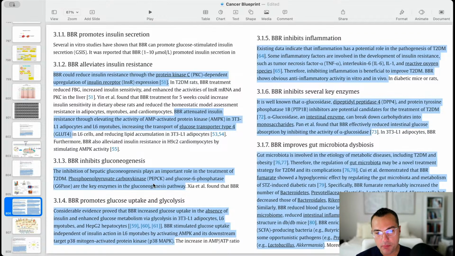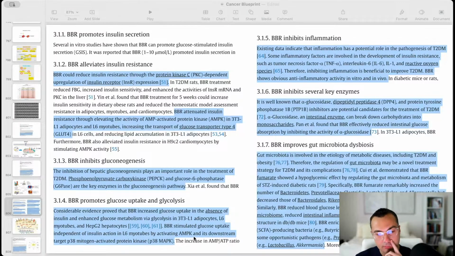PEPCK and glucose 6-phosphatase are key enzymes in the gluconeogenesis pathway that are inhibited by berberine. So berberine also promotes glucose uptake and glycolysis. Considerable evidence has proved that berberine increased glucose uptake in the absence of insulin and enhanced glucose metabolism via glycolysis in adipocytes, myotubules, and hepatocytes. Berberine stimulated glucose uptake independent of insulin action in L6 myotubules by activating AMPK.